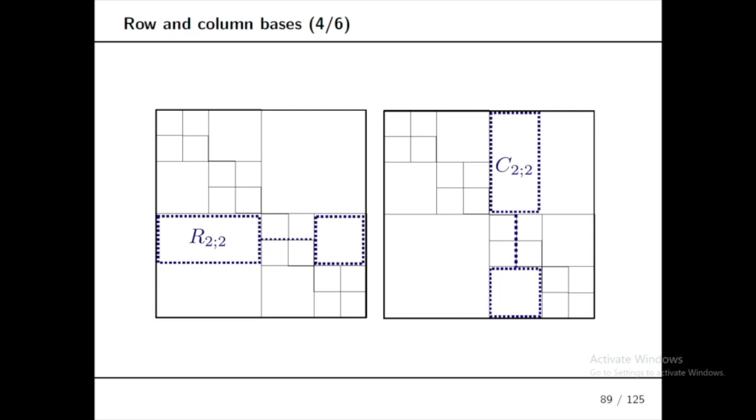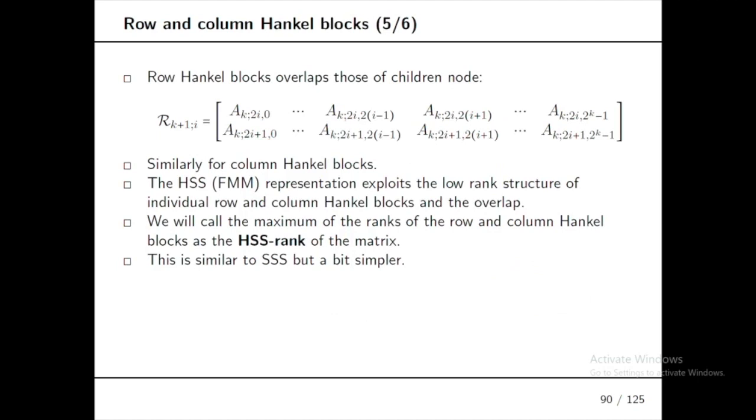Okay, notice again that I skip the diagonals, because the diagonals in general will not be low rank, they're skipped in this representation. All right. The next thing to observe is that if I look at row and column Hankel blocks in 2 adjacent levels, they do actually overlap.